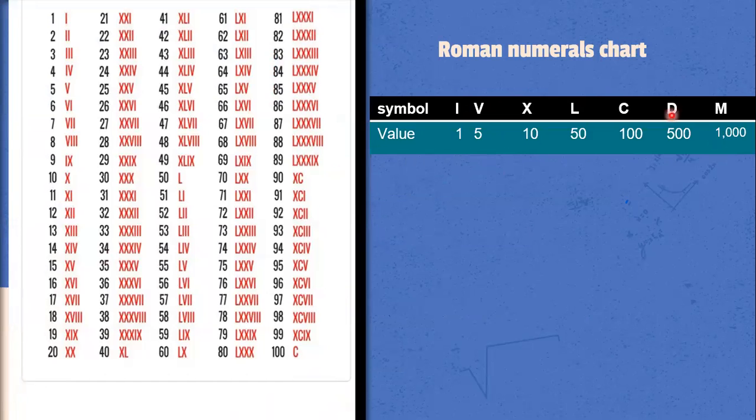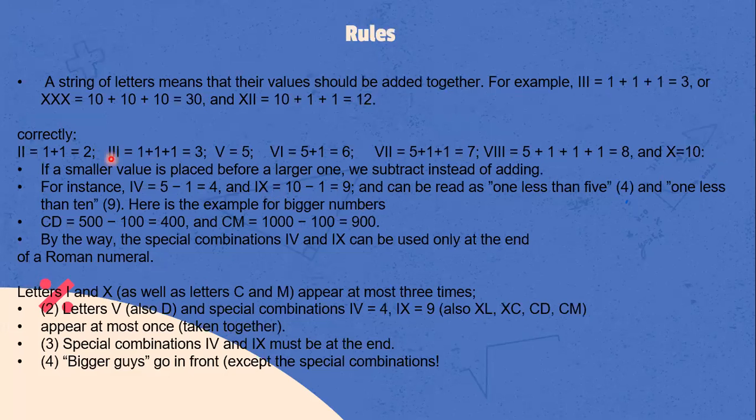So you can also date back to this one. II is equal to 1 plus 1, which is equal to 2. III is equal to 1 plus 1 plus 1, which is equal to 3. V is equal to 5, and VI is equal to 5 plus 1, which is equal to 6. VII is equal to 5 plus 1 plus 1, which is equal to 7. VIII is equal to 5 plus 1 plus 1 plus 1, which is equal to 8, and X is equal to 10. If a smaller value is placed before a larger one, we subtract instead of adding.